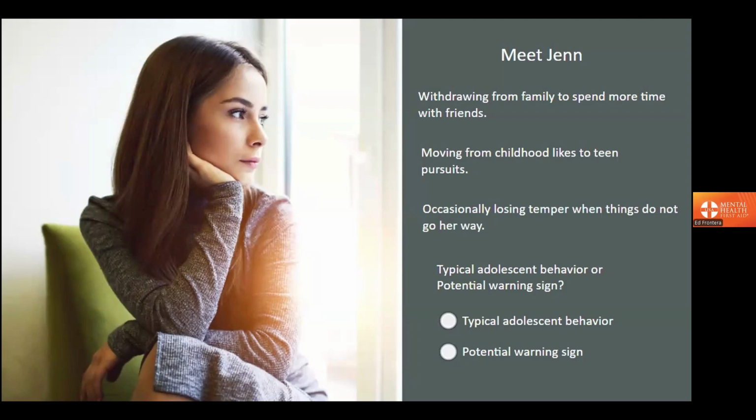You notice Jen is a perfectionist during practice and loses her temper when things do not go her way on the court. She gets emotional when the team loses. As a mental health first aider, would you describe this as typical adolescent behavior or potential warning sign?